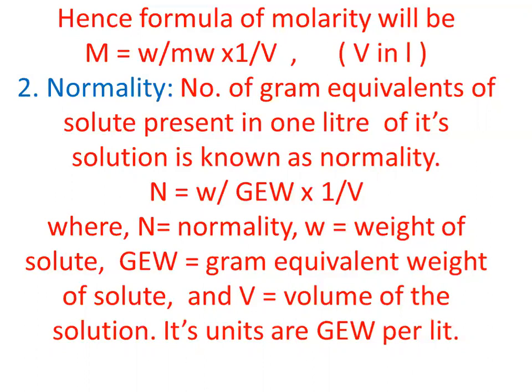For example, for HCl, molecular weight is 36.5 grams. It is divided by 1 because it is uni-positive or uni-negative. Therefore, 36.5 grams of HCl is equal to 1 gram equivalent here. Whereas for H2SO4, 98 grams is the molecular weight of H2SO4. When we divide it by 2, it will be 49. Therefore, 49 is the gram equivalent weight for H2SO4.